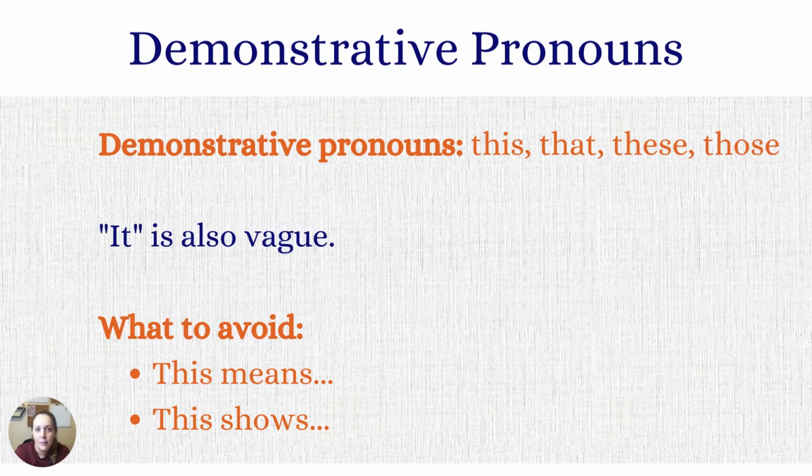The first tip I have for you as far as avoiding vague wording in your essays is to actually be mindful of demonstrative pronouns. So the demonstrative pronouns are this, that, these, and those. The pronoun it can also be vague at times as well.